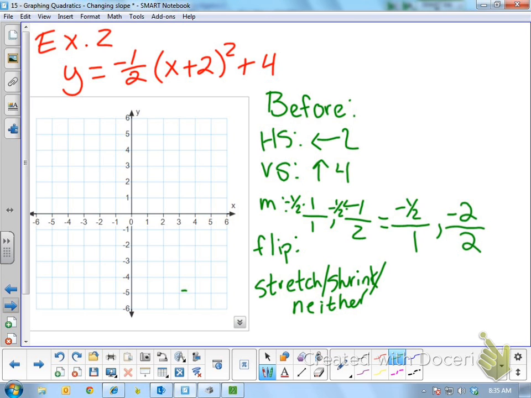I think on the assignment there's only 2 fraction ones. I know they're a little bit weird. It's weird to see that negative 1/2 over 1.